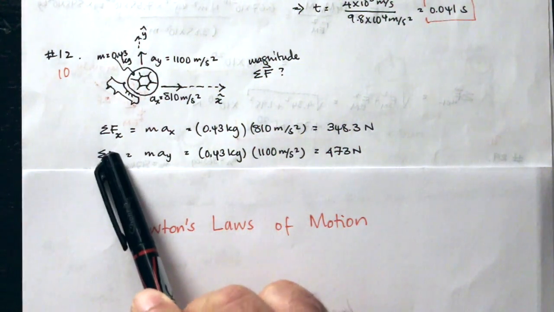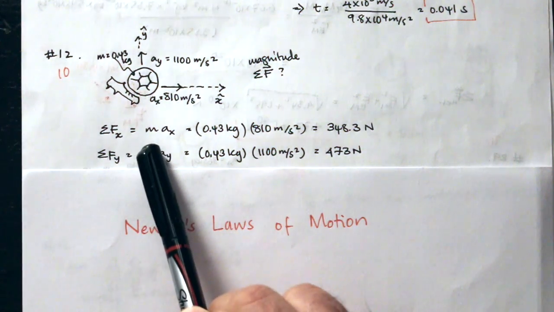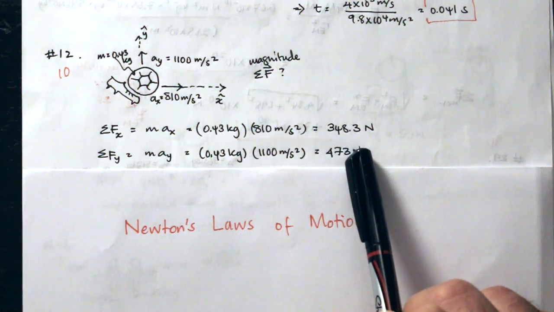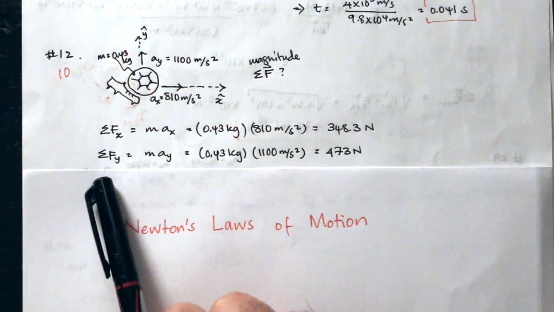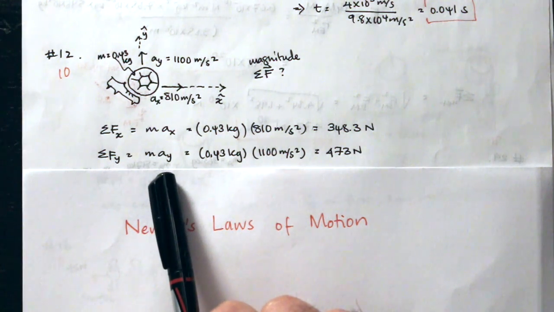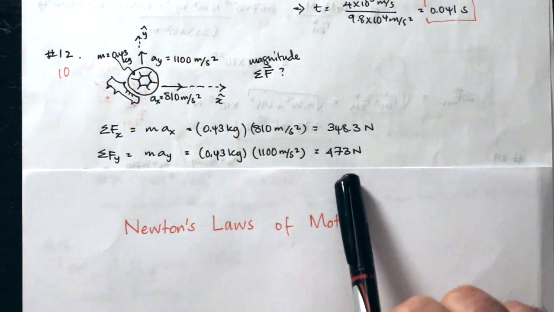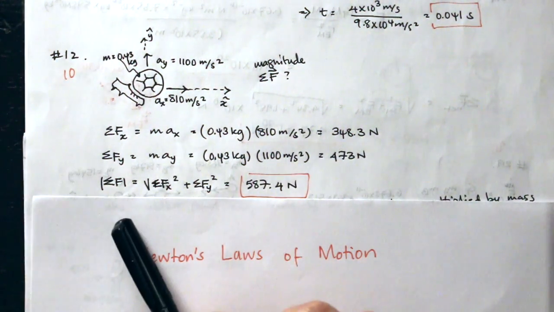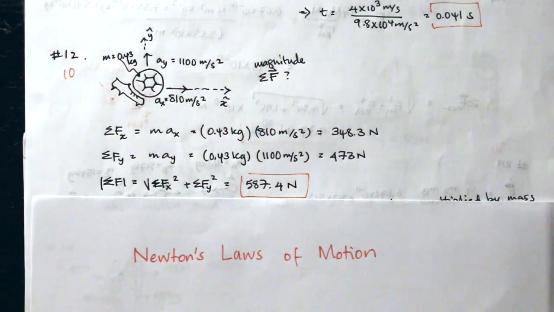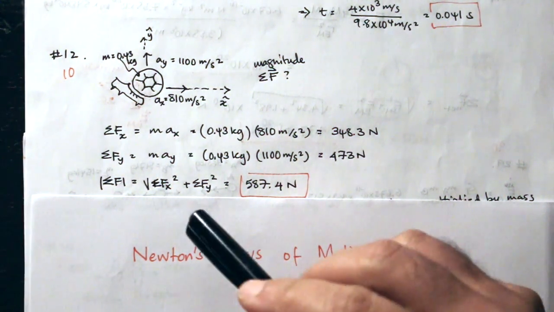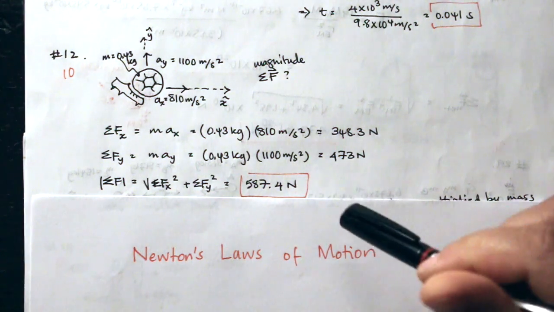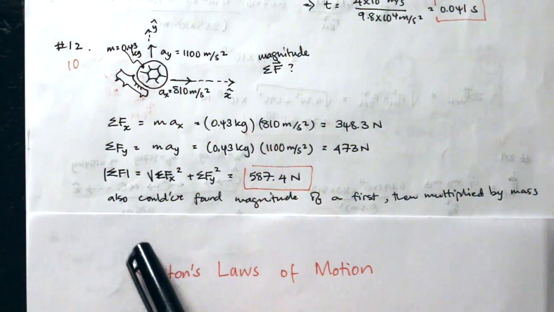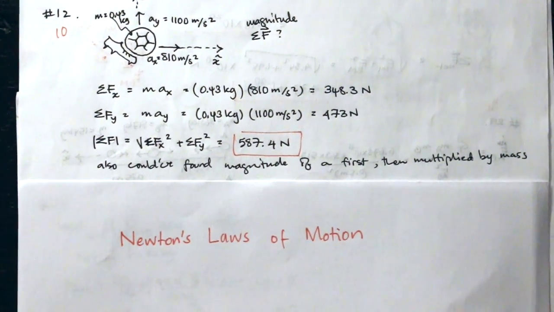So for me, I calculated the net force in the x direction, which is mass times the x component of the acceleration, and that comes out to roughly 350 newtons. And in the y direction, the mass times the y component of the acceleration comes out to roughly 473 newtons. And if you combine those using the Pythagorean theorem, you find that the magnitude of the net force is equal to 587 newtons. Of course, you could have found it the other way, just like I've said before.